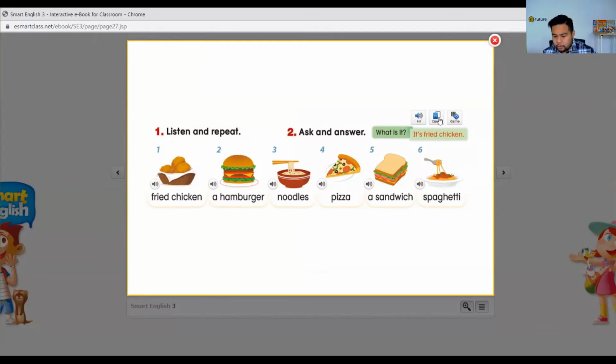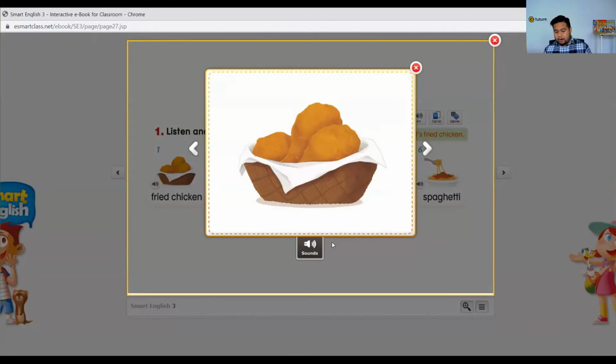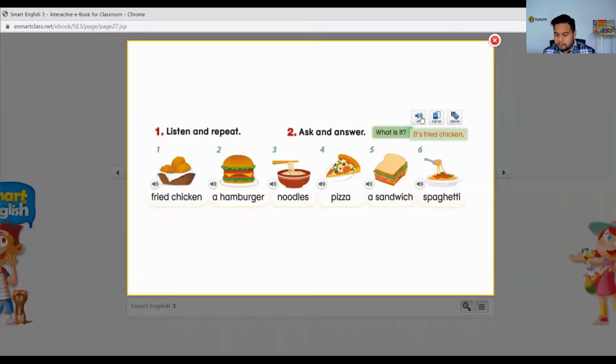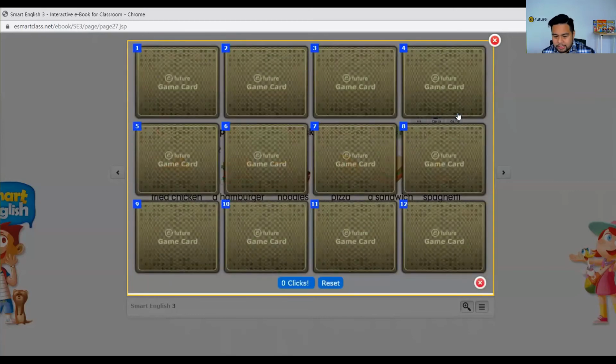Okay, so we can look at our cards. We're playing the audio. "Fried chicken. Fried chicken." Have them listen and repeat here. And then we have a game here. I'm going to ask for some volunteers, not in the chat, but in voice. If you want to do the game, put your hand up. This is a memory game.